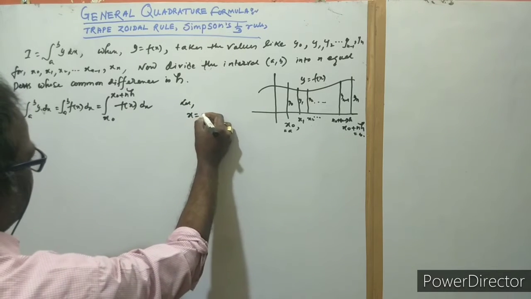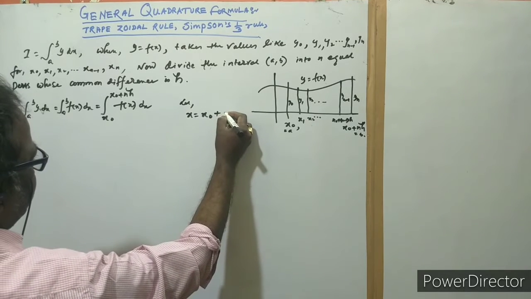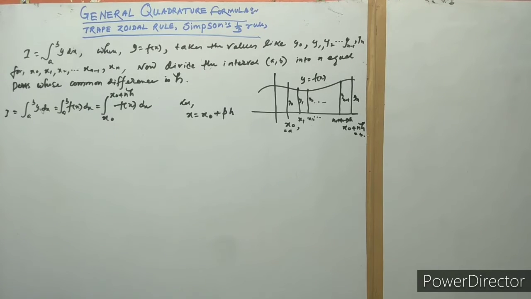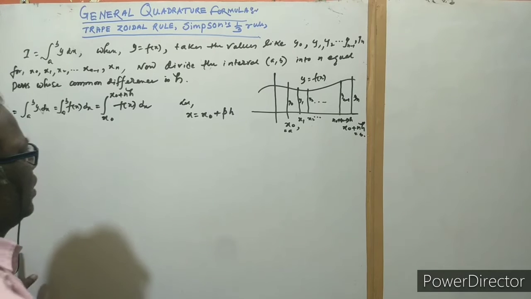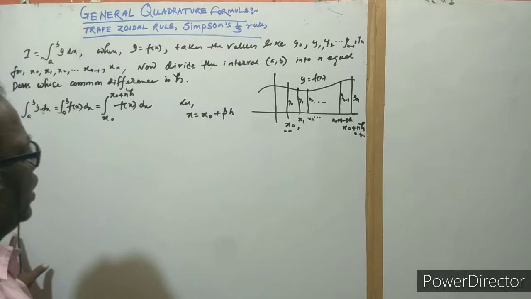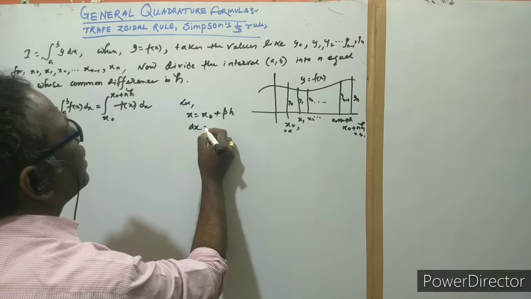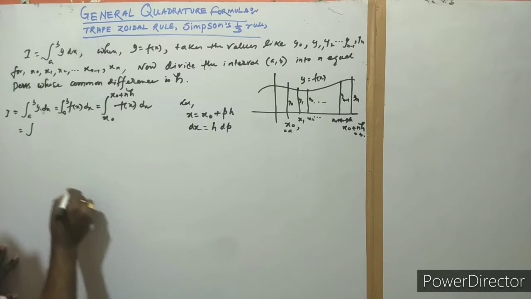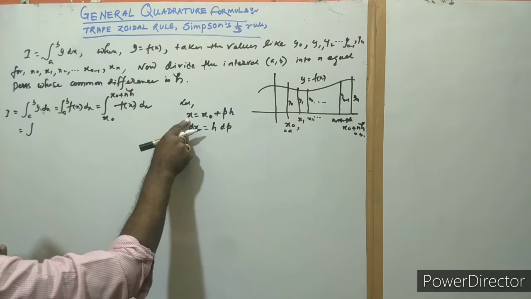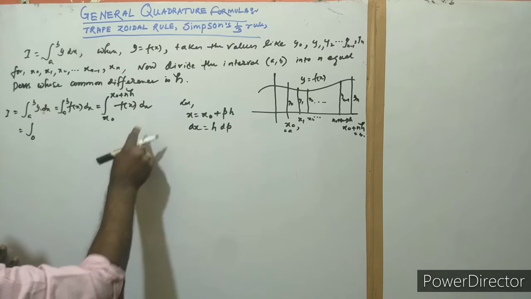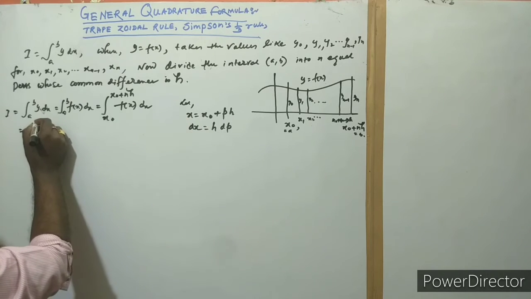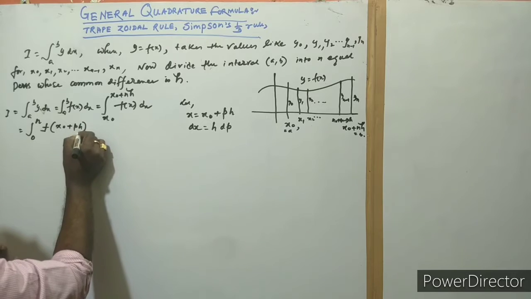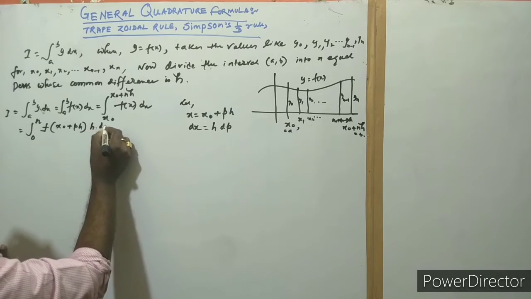Let x equal x naught plus p into h. Actually p and n are the same. We divide the interval into n parts, and that is denoted by p. Here p is a variable; after the integral, in place of p we put n. So dx is equal to h into dp. If we take x naught, then p equals 0; if we take x naught plus nh, then p equals n. That is the logic. And f of x means f of x naught plus ph, times h into dp.